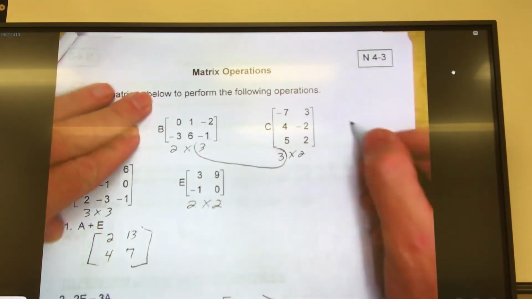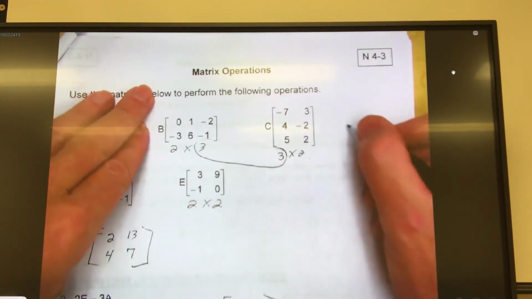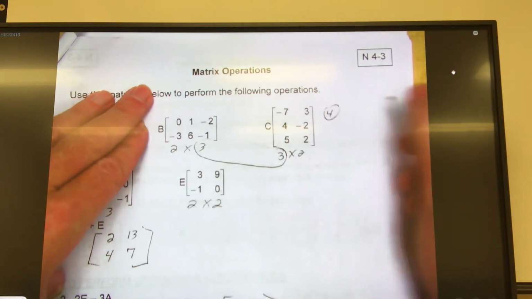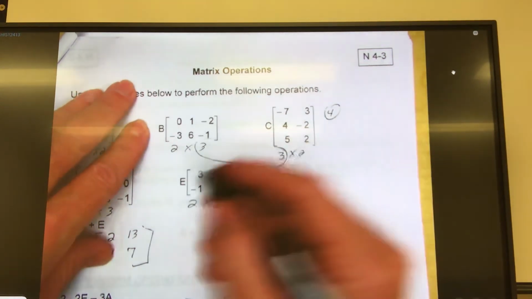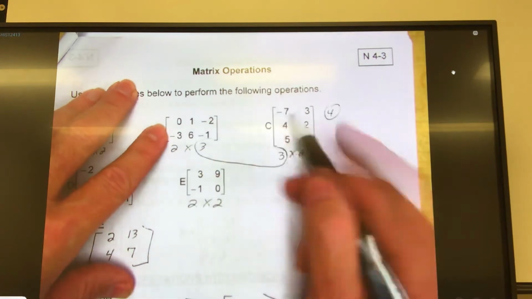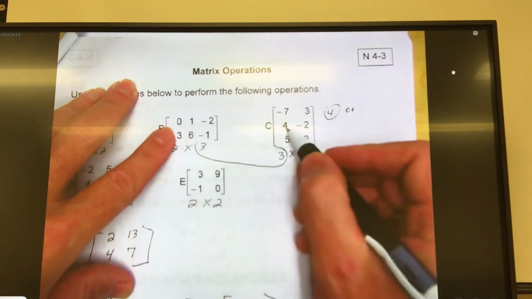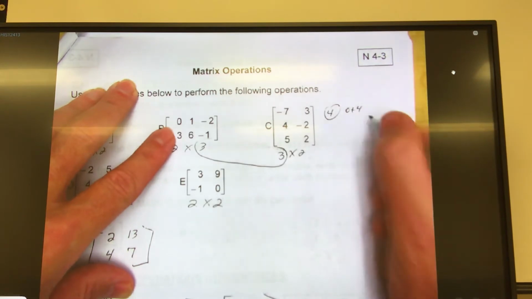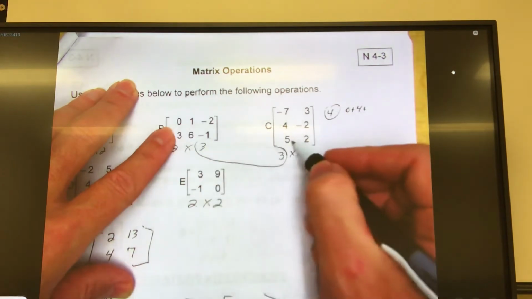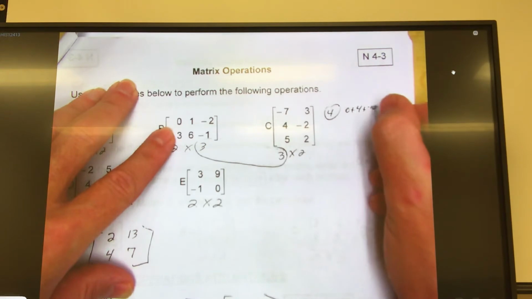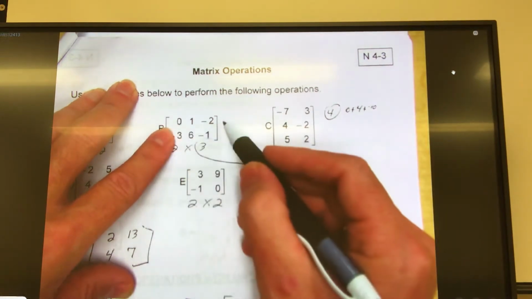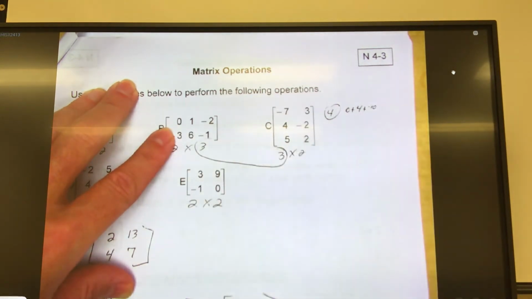I'm going to do the work over to the side so you can see. This will be number 4 over here. So we have 0 times -7 is 0. Plus 1 times 4 is 4. Plus -2 times 5 is a -10. So that was the first row multiplied by the first column.